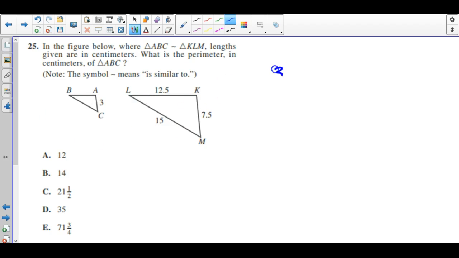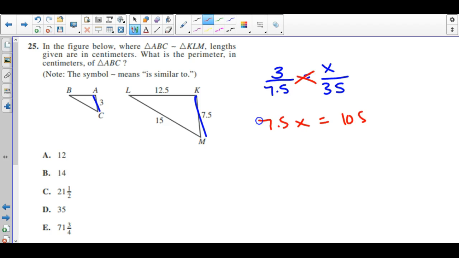So what I'm going to do is set up a proportion that says side AC corresponds to KM, so 3 over 7.5. And I don't know the perimeter of the whole triangle on the left, so I'm going to call that X. Looking at the triangle on the right, if I take the perimeter, which means add up these three sides, the perimeter of that triangle, LKM, is 35. And again, this is just a little cross multiplying. So 7.5x is equal to 105, and then x ends up coming out to 14. So the answer is B.